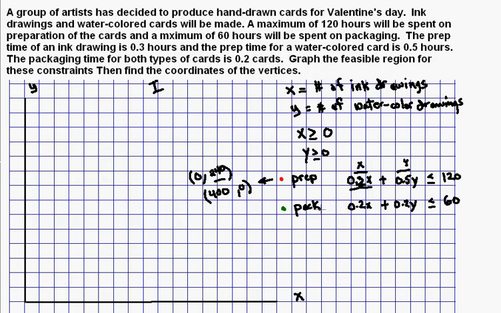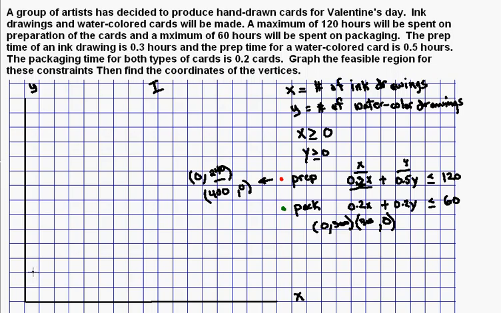Let's do the same thing for packaging. If I let x be 0, 60 divided by 0.2 is 300. And if I let y be 0, that's going to be 300 also. So let's go ahead and draw these lines.